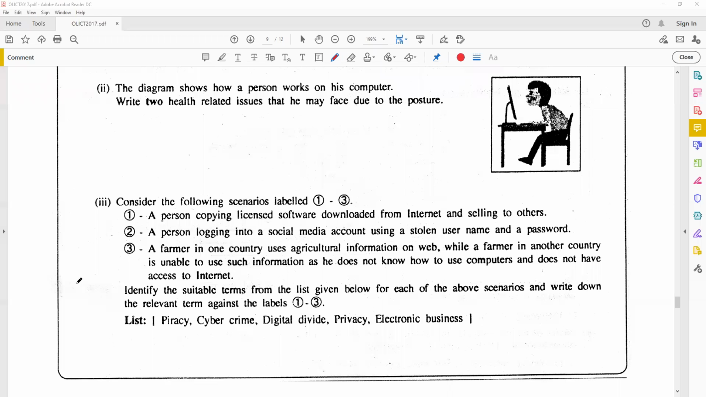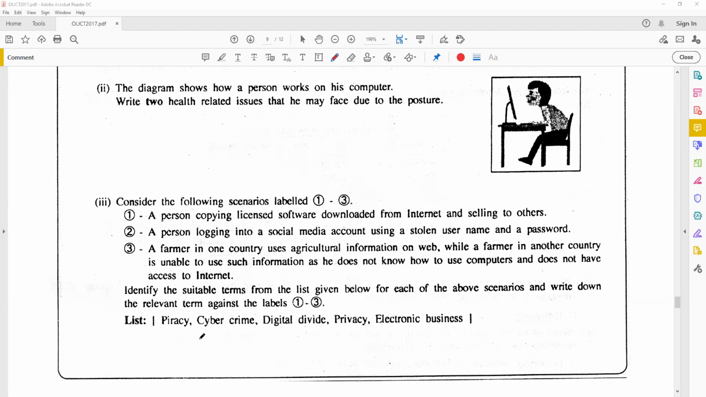Okay, so if you start with the person copying licensed software and selling to others, you can't do this with licensed software, right? And it's called piracy. So sometimes people copy and sell it on CDs. We normally call it pirated software. But this is possible with free and open source software. You are free to copy, free to edit, free to give it to others. But not licensed software. So it's called piracy.